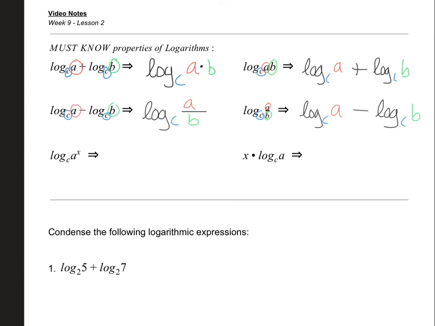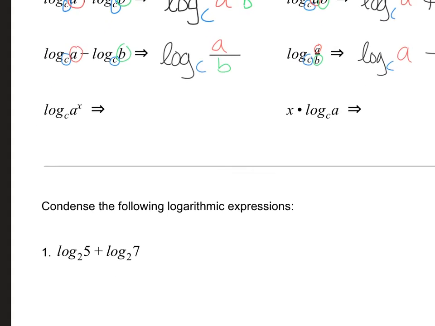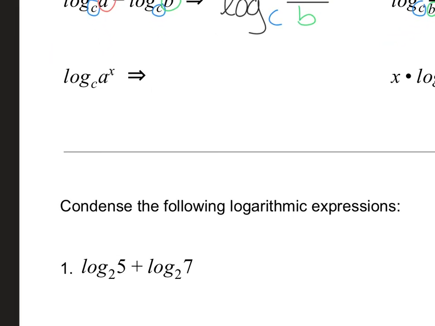Hopefully those make sense: addition goes with multiplication, subtraction goes with division. It only makes sense. This last one is going to be a little bit different. We have log base c of a, but the a is being raised to the x power. What's going to happen to that power? We can actually bring that exponent out front. I can bring that x out front.